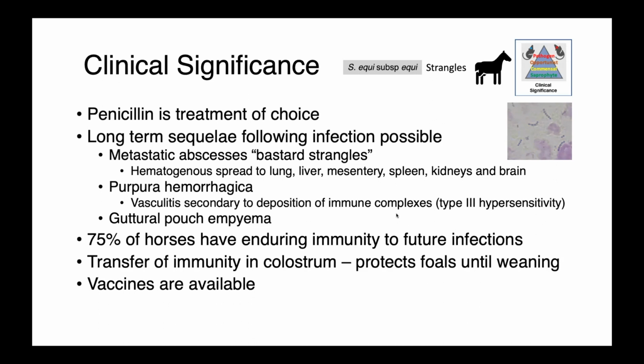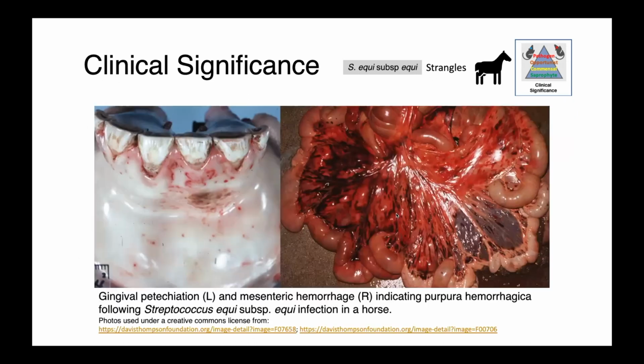75% of horses who recover have enduring immunity to future infections, and there seems to be a transfer of immunity through the colostrum, and so foals generally are protected until weaning. Here we have some pathological images of horses who have had post-infection sequelae. On the left, we can see gingival petechiation, these little red spots all over the gums, and mesenteric hemorrhaging in a case of purpura hemorrhagica.